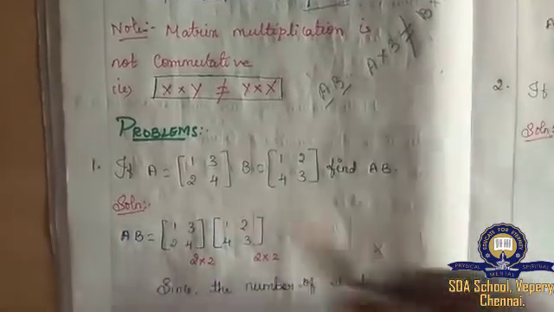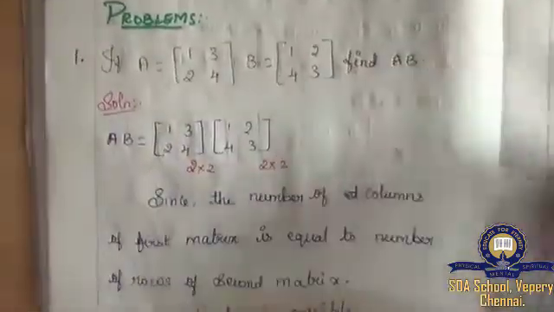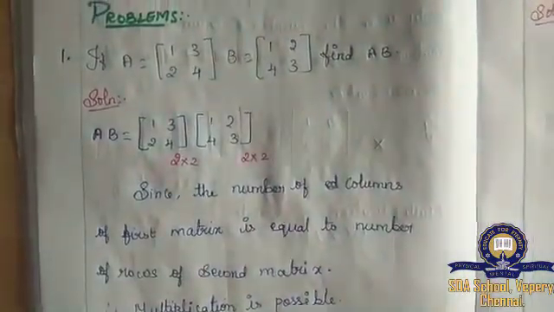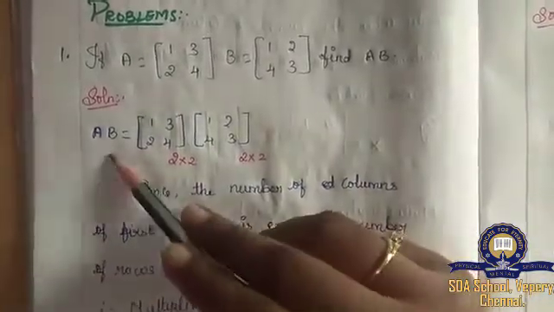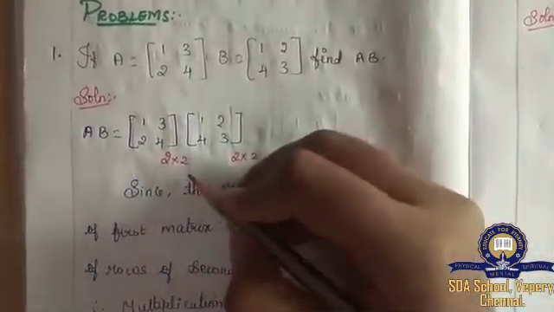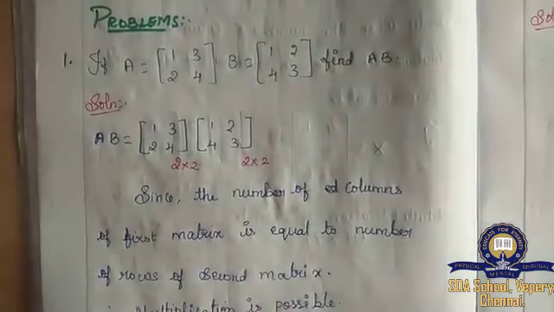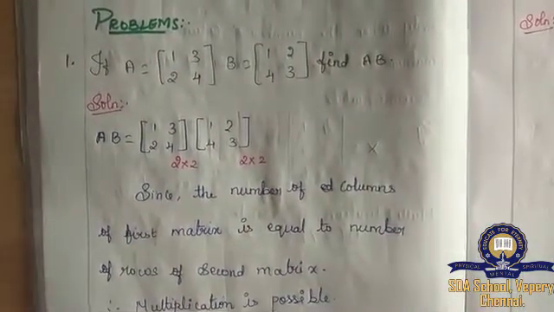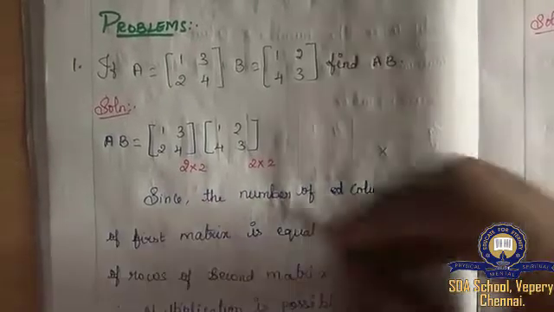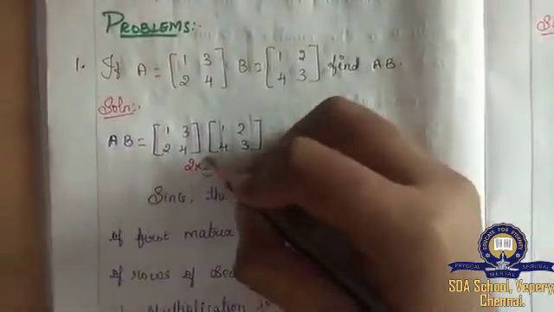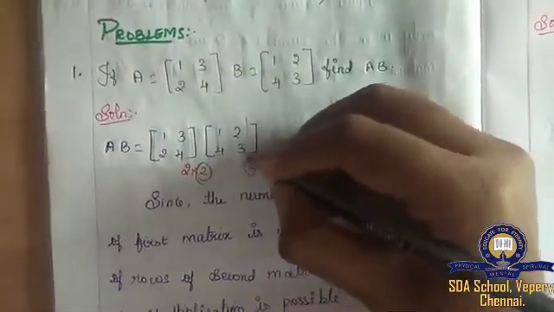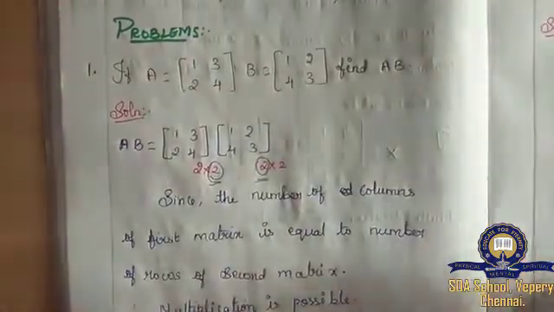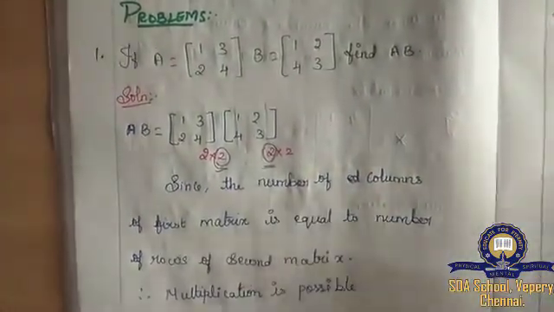So here I have taken two matrices A and B. Here I am going to find the matrix AB, which is nothing but the product of the matrices A and B. First, what is the condition for matrix multiplication? Already we have seen that the number of columns of the first matrix should be equal to the number of rows of the second matrix. Here the columns of the first matrix is 2 and the rows of the second matrix is also 2. So the numbers in between are equal, and directly we can say matrix multiplication is possible.